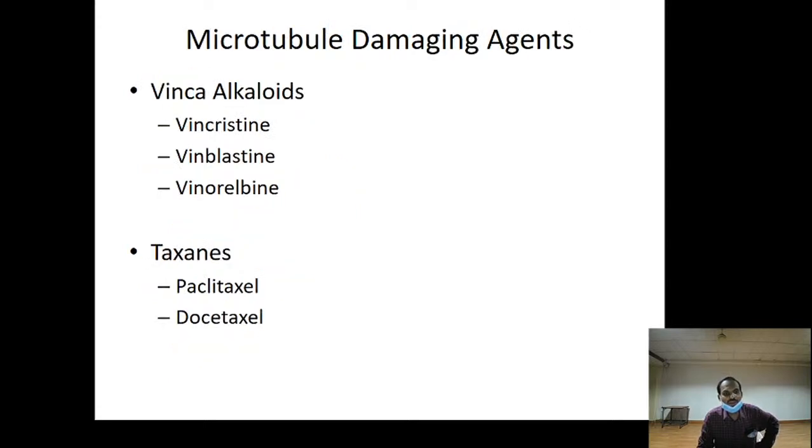Then vinca alkaloids we discussed in the morning, how they prevent the polymerization of the microtubules and interrupt the M phase of the cell cycle, spindle formation is interrupted, and how they can be used in treatment of breast cancers and ovarian cancers and head and neck cancers, gastroesophageal cancers. And also vincristine we saw is useful in Wilms' tumor, in Ewing sarcoma, and also in neuroblastoma.